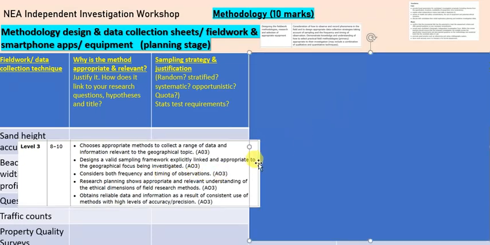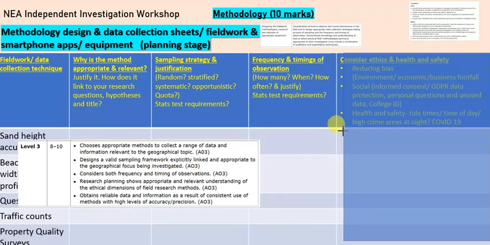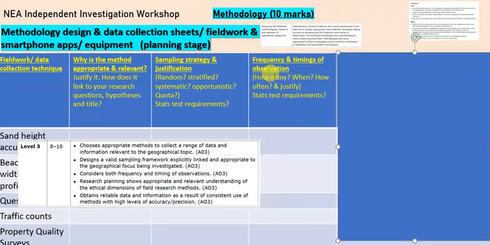Third bit, frequency and timings. Again, every project's different. How many are you going to do? How long are you going to do the counts for? If you're counting breaking waves on the shore, cars, people, footfall into businesses, whatever it is, when are you going to do them? Think about tide times, think about mornings, afternoons, weekdays, weekends, Saturdays and Sundays.